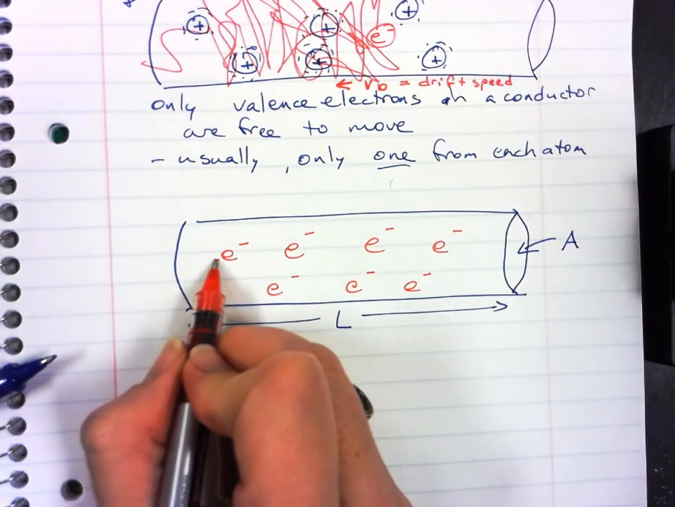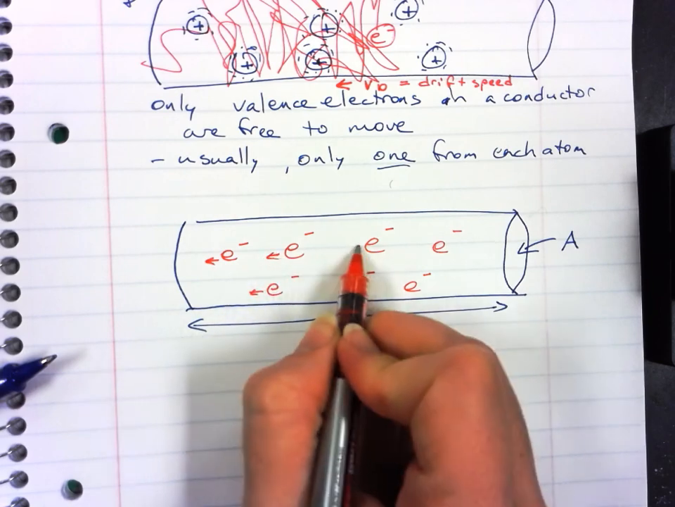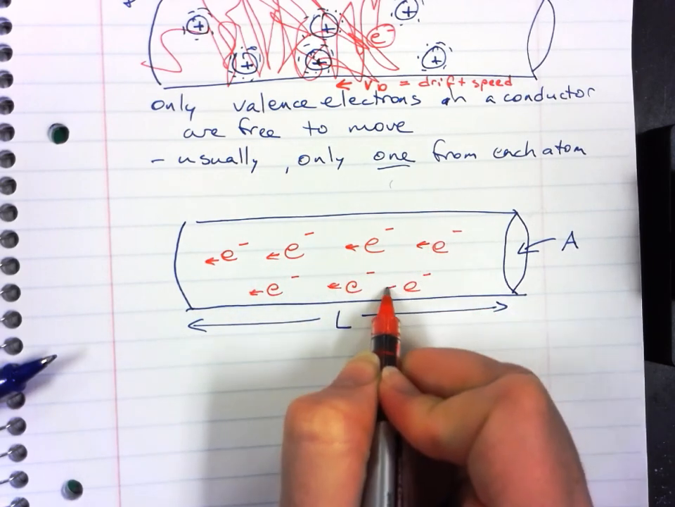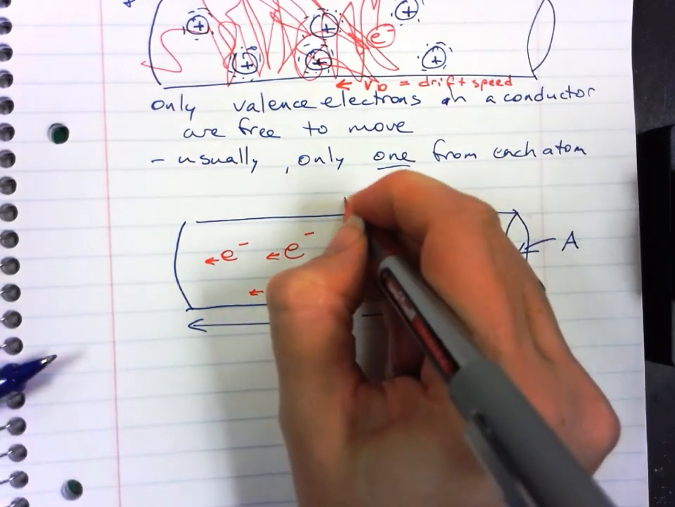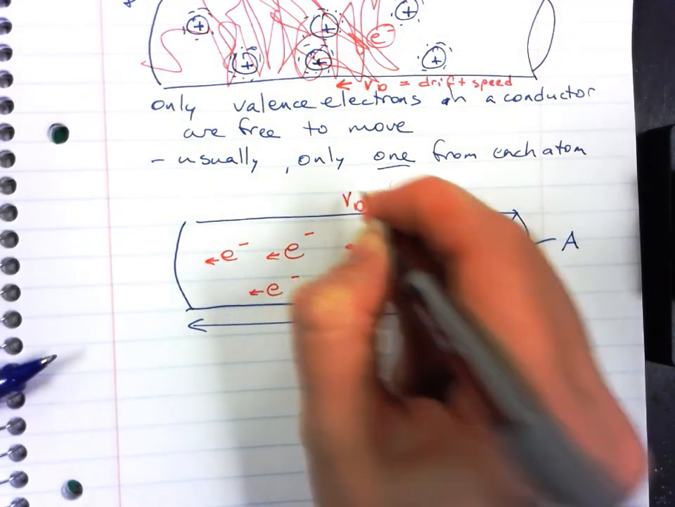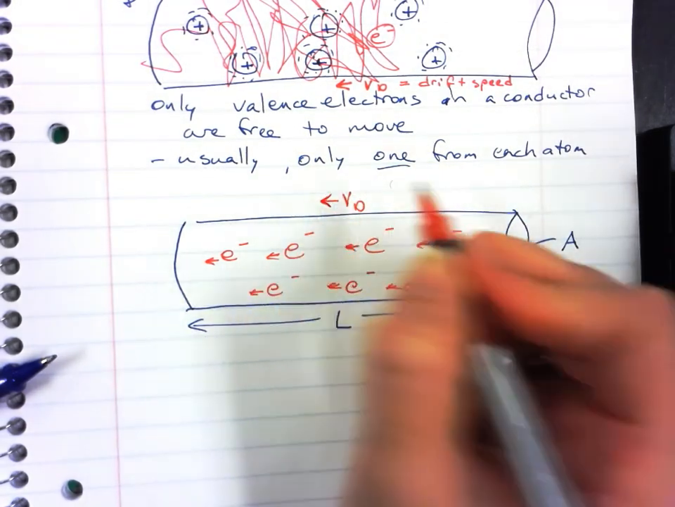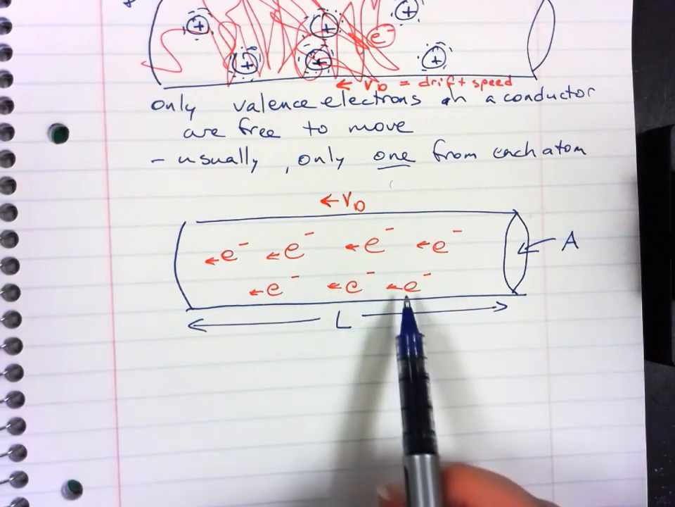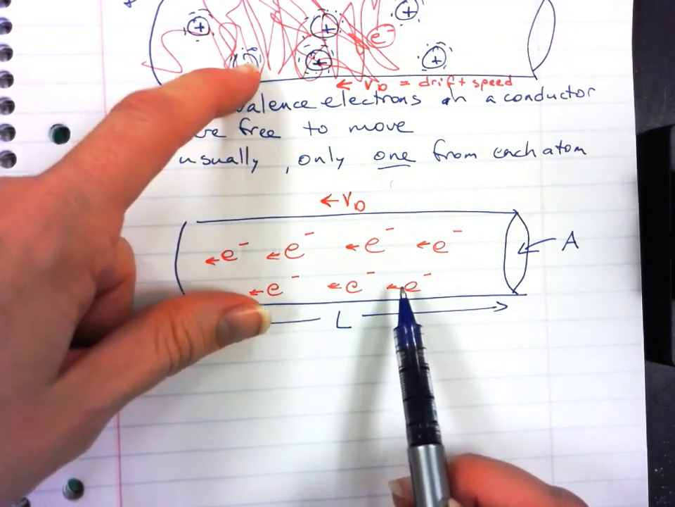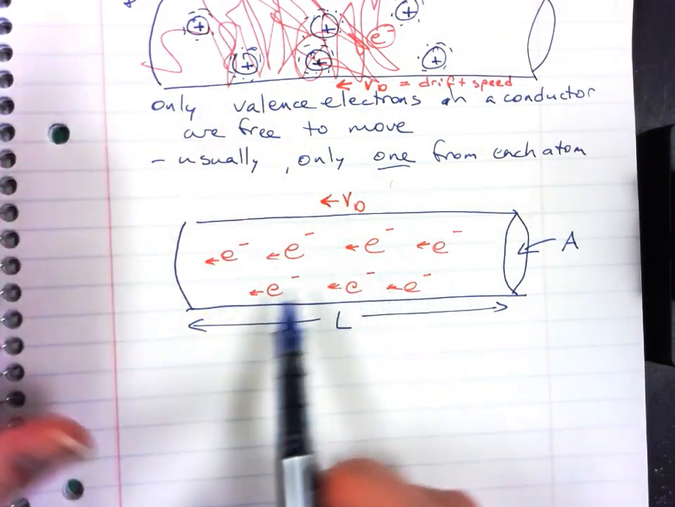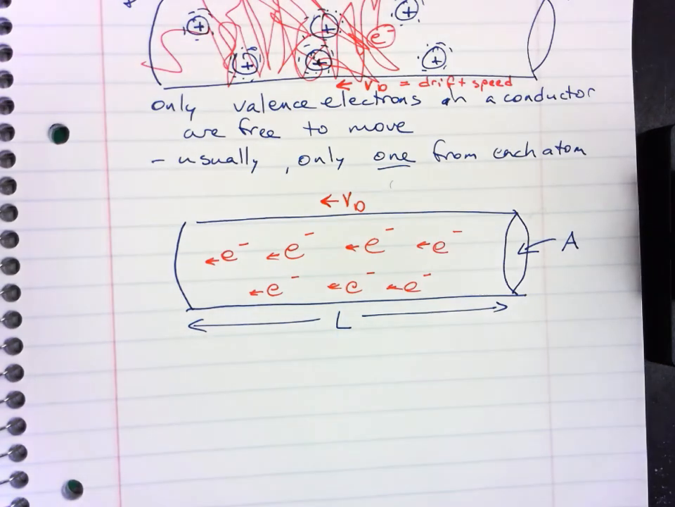And overall, each of them is moving very slowly to the left, if it's like the other picture, with a velocity VD to the left, a little tiny amount. Overall, really, all of these are bouncing around randomly like this, but overall drifting to the left. That's why we call it drift velocity.